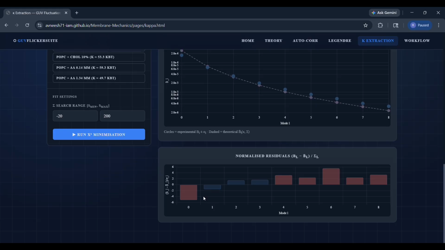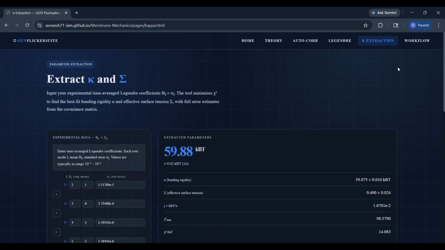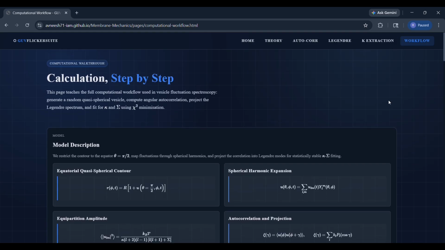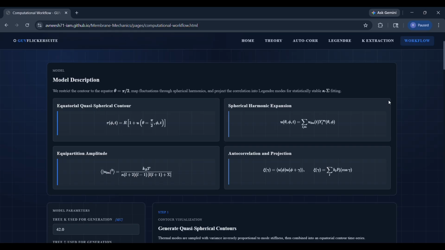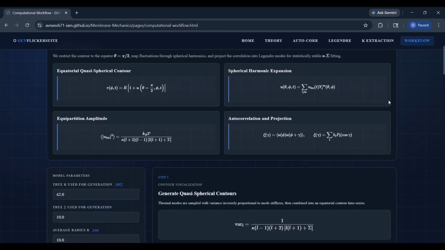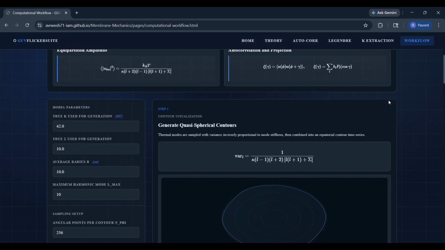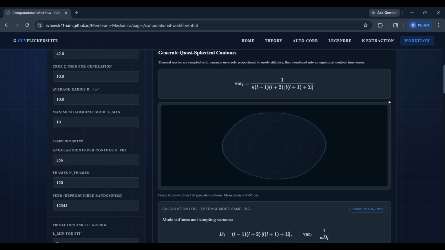If we move down, we can see further graphical analysis which is very relevant for biological membrane studies. Moving ahead with the fifth and final interface, which is our final step-by-step calculation and complete computational walkthrough of biological membrane, along with very important physical formulas which are relevant for extracting bending rigidity and surface tension.